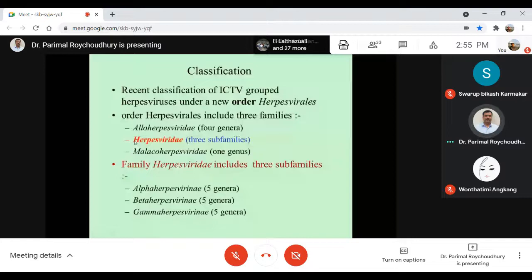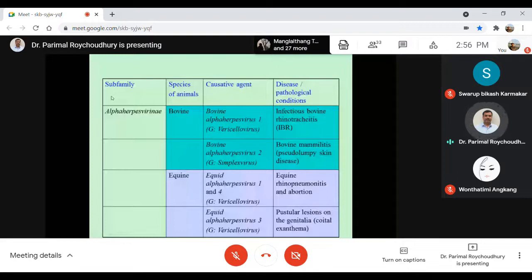As we discussed in the previous slide, alpha herpes viruses grow rapidly and produce cytopathic effect very quickly in comparison to beta and gamma, which are slowly cytopathogenic. In the table, we'll see the important diseases. If you see your syllabus, you'll find this is one family which includes the maximum number of diseases. This alpha herpes virus subfamily contains many genera, but some, like the Varicellovirus genus, are important for us.